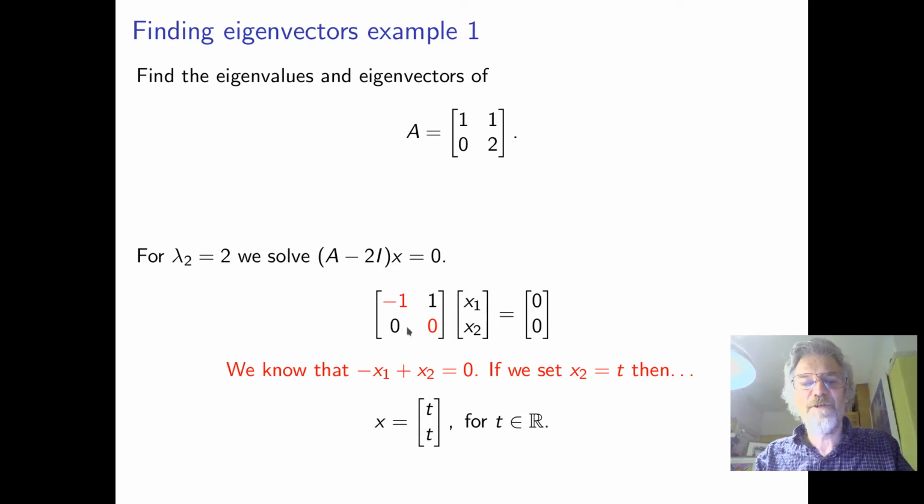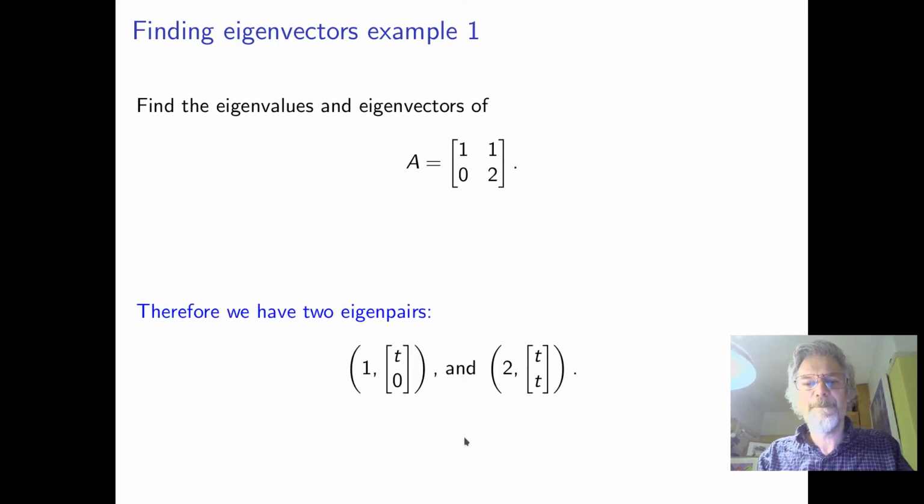The first equation says minus x1 plus x2 equals 0. So that means x1 equals x2, and so the solution is (t, t). Any multiple of the vector (1, 1). So the eigenpairs are: the eigenvalue 1 with the eigenvector any multiple of (1, 0), and the eigenvalue 2 with any multiple of (1, 1).